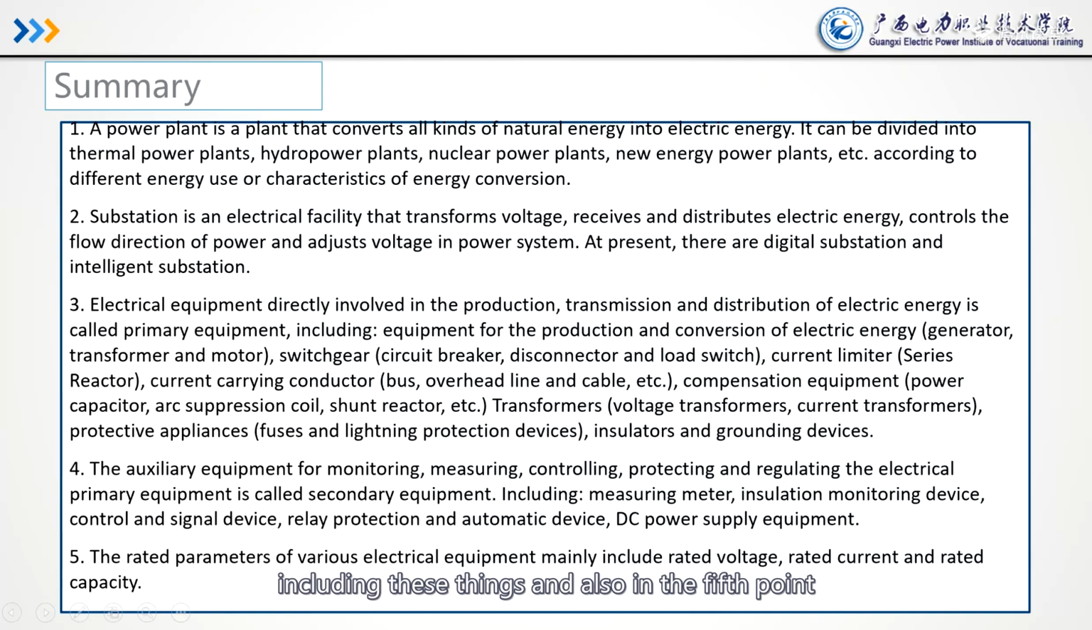And also in the fifth point, we learned that the rated parameters of various electrical equipment mainly include the rated voltage, rated current, and rated capacity.